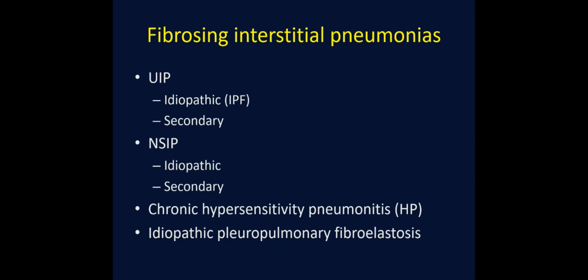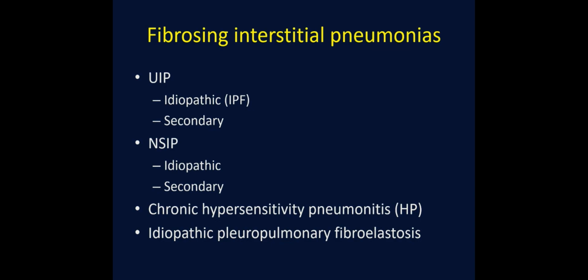So we're going to begin now by discussing the fibrosing interstitial pneumonias. And they are UIP, NSIP, chronic hypersensitivity pneumonitis, and idiopathic pleuropulmonary fibroelastosis. We will talk about IPPFE at the end as it is rare.